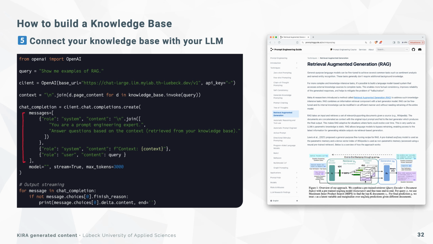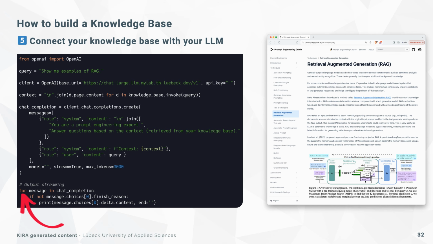The parameter messages defines the conversation history. The first message sets the assistant's role as a prompt engineering expert. The second message provides the retrieved context. The context referred to above is inserted into the conversation history at the marked point and thus considered by the language model. The third message is the user's query triggering the language model answer generation process. The output streaming loop iterates over the streamed response and prints the content incrementally, enabling real-time output.